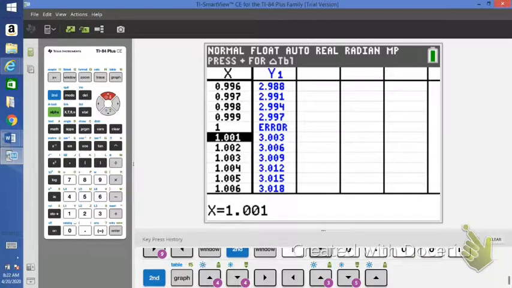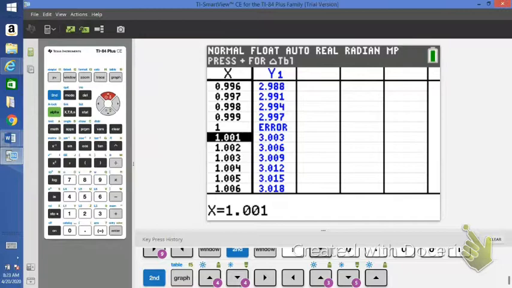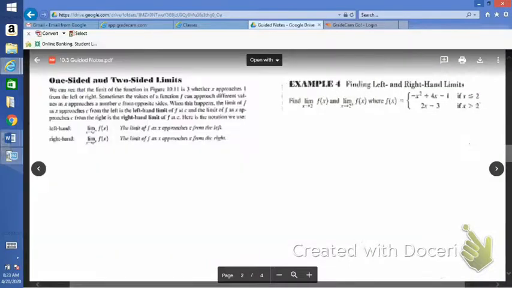Okay, so you can see as we approach 1 from the left, or from this way, what's our limit? Our limit's going to be, we found out what our limit was, 3. And as x approaches 1 from the right, it also is 3. Okay. Now, let's get back to our guided notes.